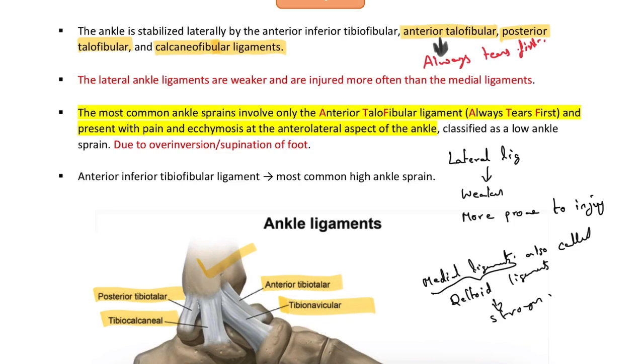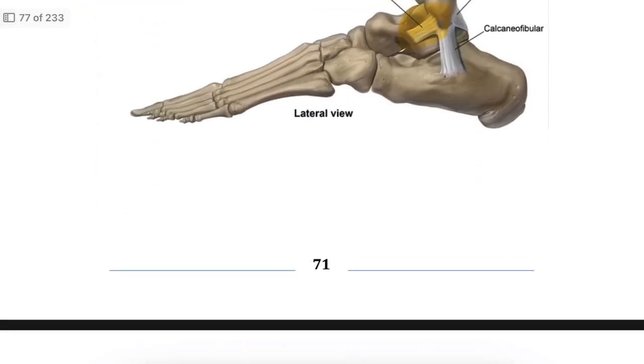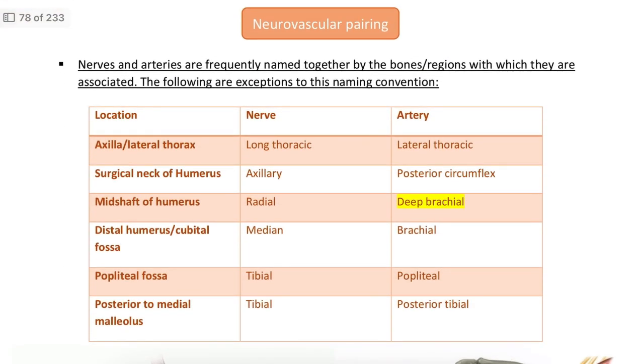Okay, so next we are going to discuss neurovascular pairing. Neurovascular pairing is very easy, because if any patient has trauma or surgeries, these things are very important. That's why I am focusing on them.